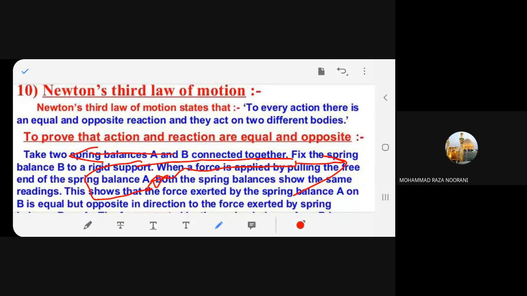Action was the bullet going ahead. And what was the opposite reaction? The rifle is hitting you back on the shoulder. That is a reaction, and it's acting on two different bodies. The bullet is hitting the wall, and the rifle is hitting your shoulder. So it is acting on two different bodies. Hope you have understood this example.